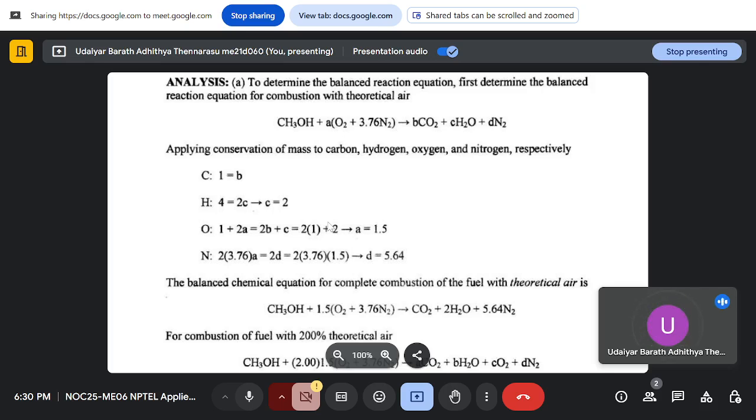Then we'll do a nitrogen balance. 3.76 into 2 into A for air, and on the product side we have 2 nitrogen atoms. So 2 into 3.76 into A equals 2 into D. So D is 5.64 because A is 1.5. 3.76 into 1.5 is 5.64.